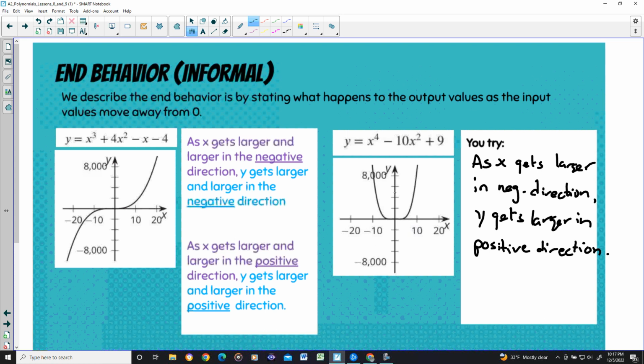And the fourth power of a positive number is also positive. So both ends of the graph are going to be pointed upward. So as x gets larger in the positive direction, y also gets larger in the positive direction.